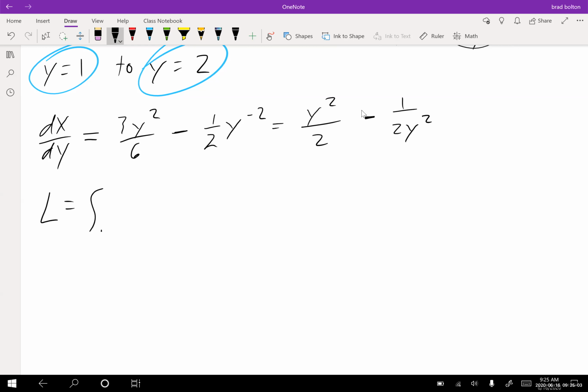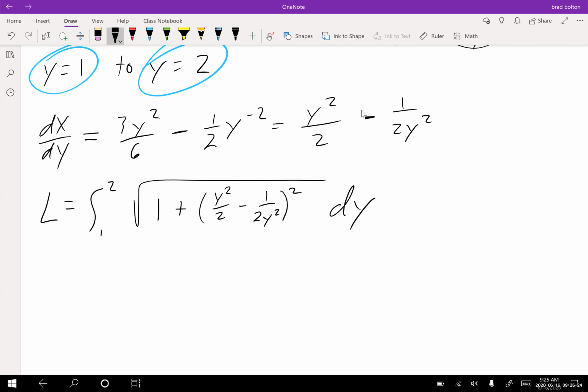And we know that our arc length formula says that we're able to do this. We're going to integrate from 1 to 2 the square root of 1 plus, now we have to do this, y squared over 2 minus 1 over 2y squared, and then we square that, and then we do dy. All right, so let's FOIL this out.